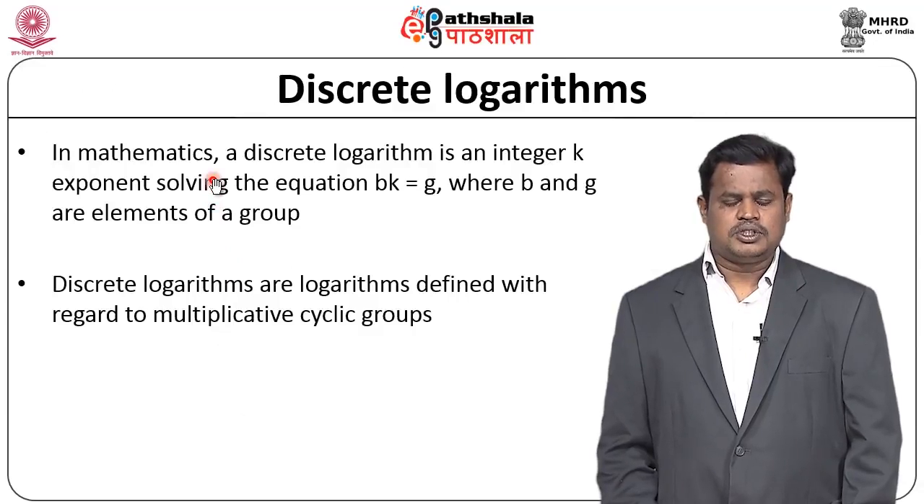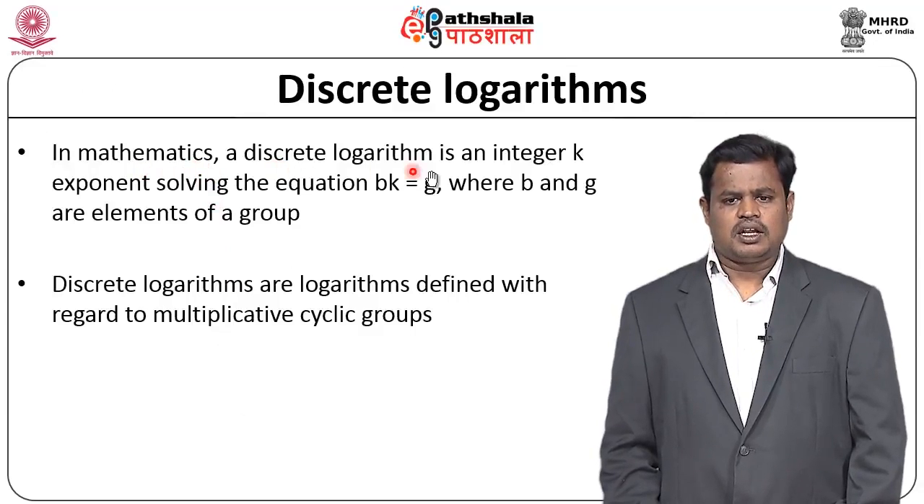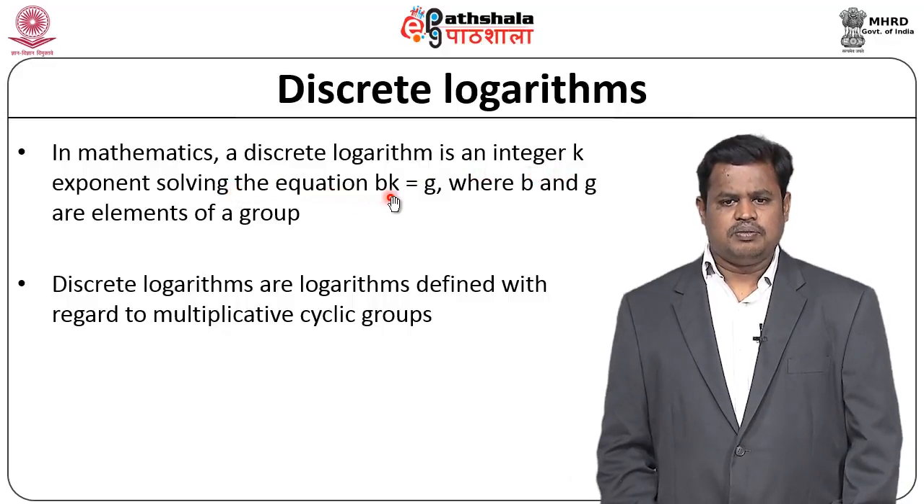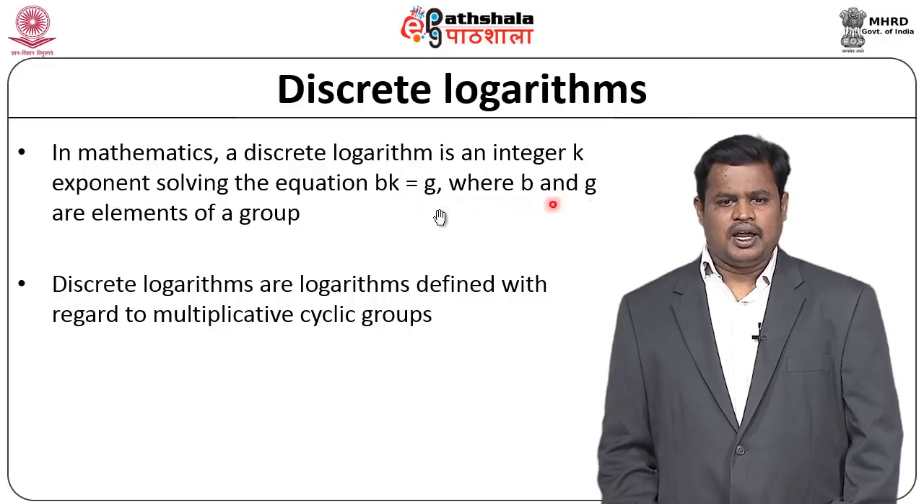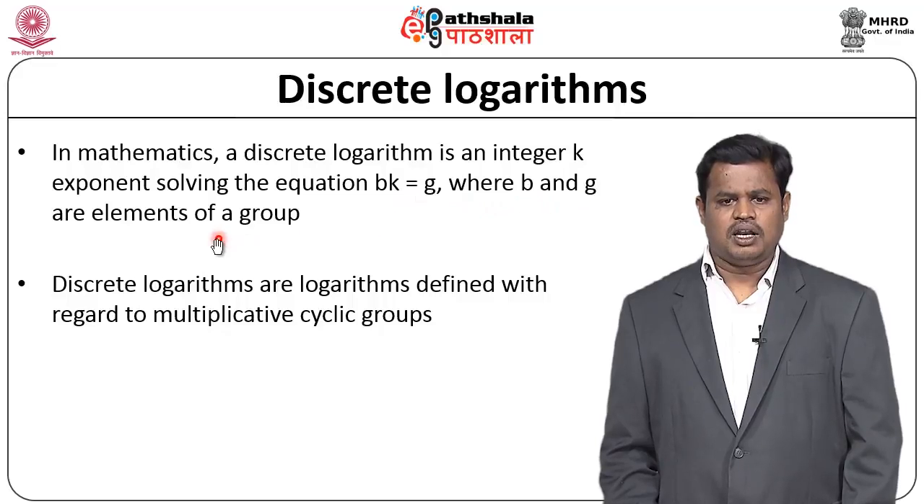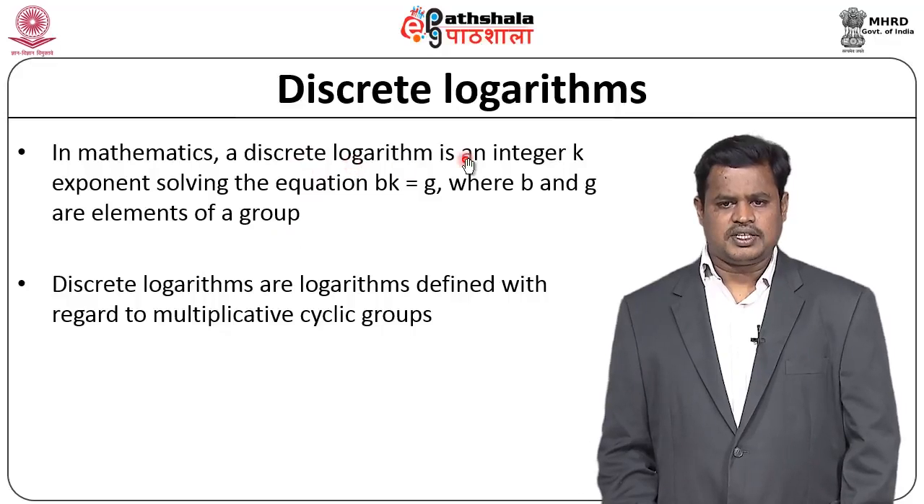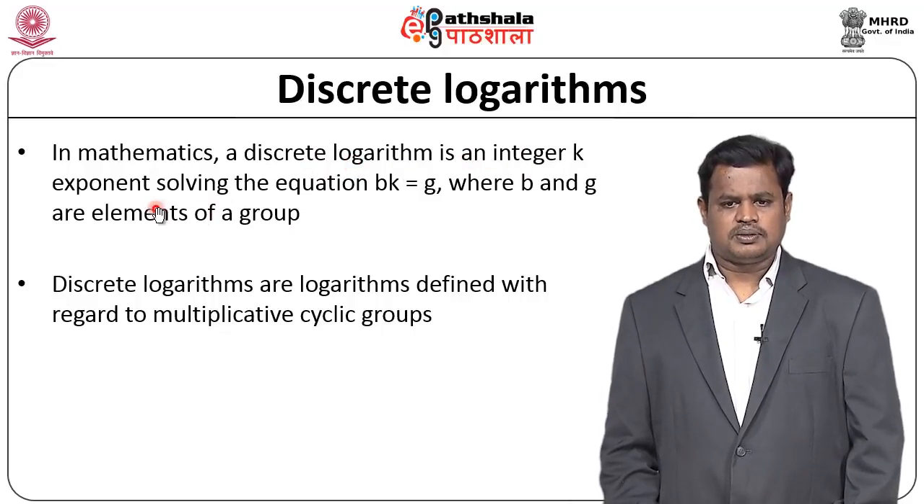Discrete logarithms: in mathematics, a discrete logarithm is an integer exponent k solving the equation b power k is equal to g, where b and g are elements of a group. So, when I am taking an integer exponent, that is b power k is equal to g, where b and g are elements of the group, then we can say it is a discrete logarithm, where I say an integer exponent k.